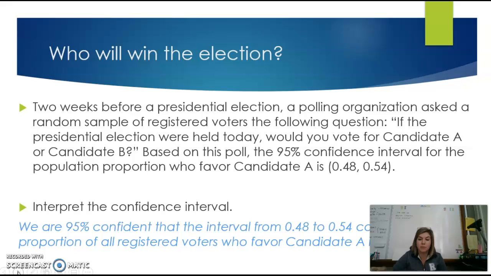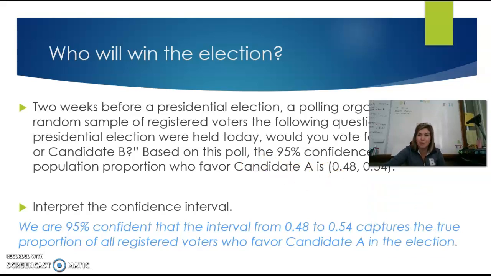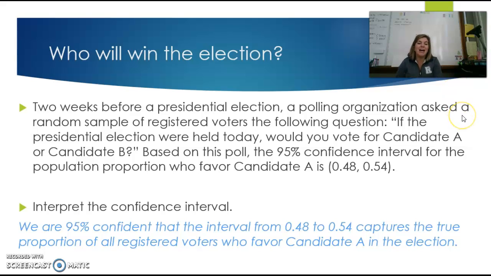So if I were to interpret this confidence interval, my interpretation would be that we are 95% confident, and that was given to you. It says a 95% confidence interval. So we are 95% confident that the interval from 0.48 to 0.54 captures the true proportion of all registered voters who favor candidate A in the election.